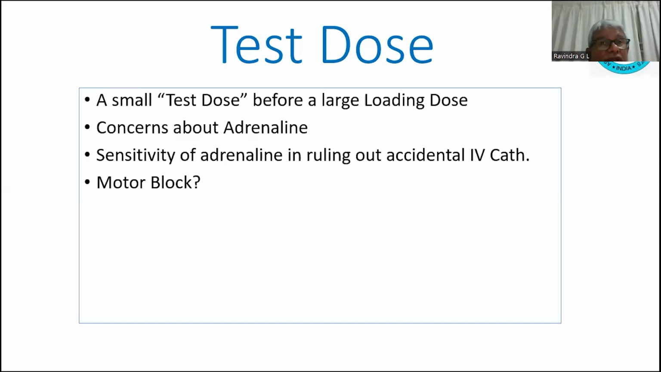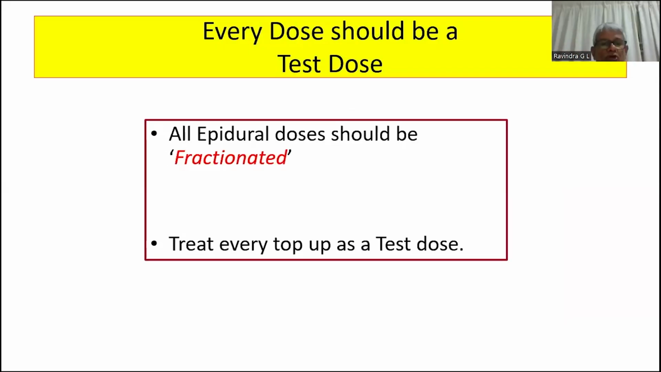2% lignocaine, 3 ml will produce some amount of motor block, and that is one of the reasons why they don't want to give it. So what is advocated is to use the larger dose itself as a test dose, in fractionated doses. Give 5 ml first, wait for a few minutes, and then give another 5 ml. But the problem is that none of these test doses, the fractionated doses, rules out an accidental intravenous placement.